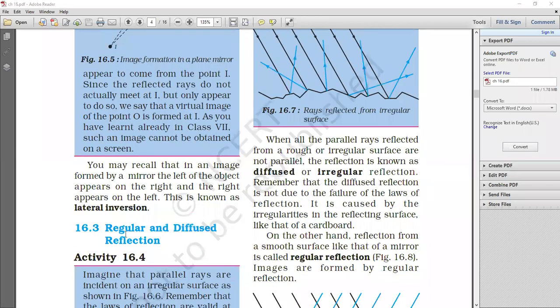Next point is regular and diffuse reflection. We will discuss it in the next class. Okay.